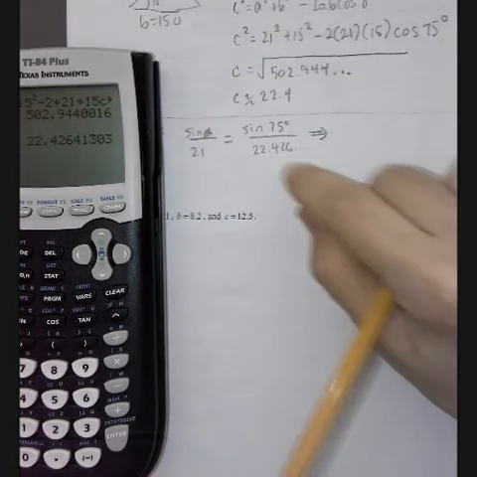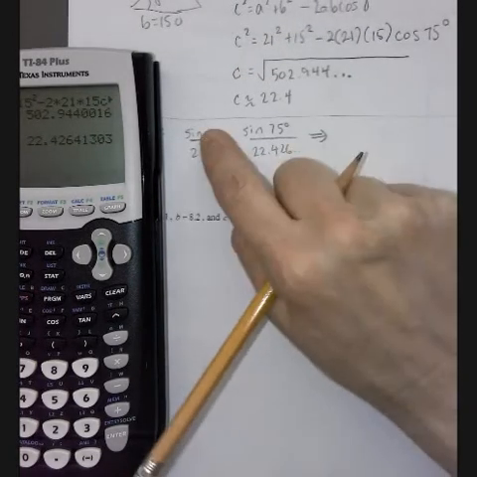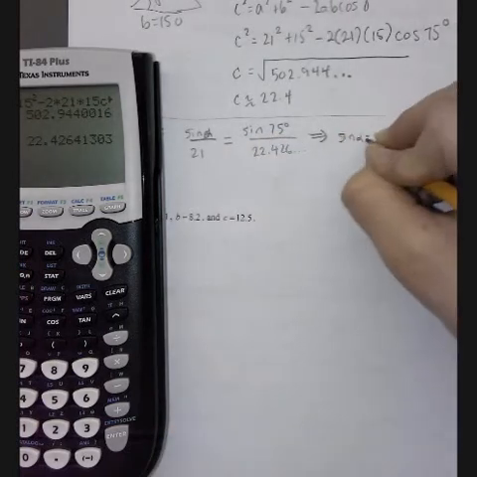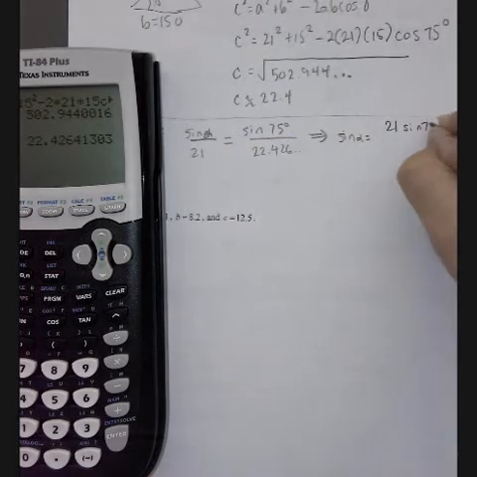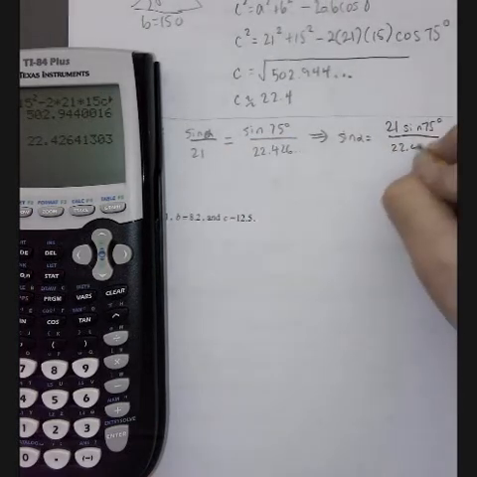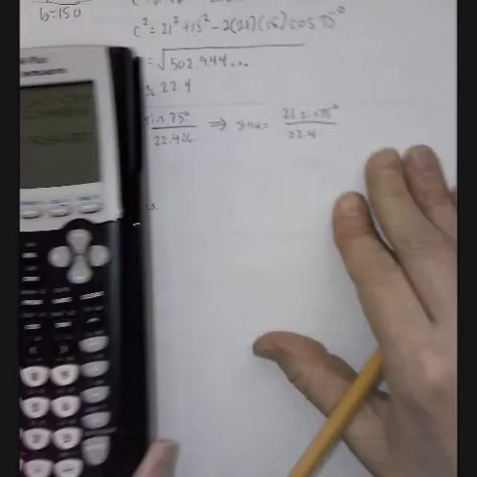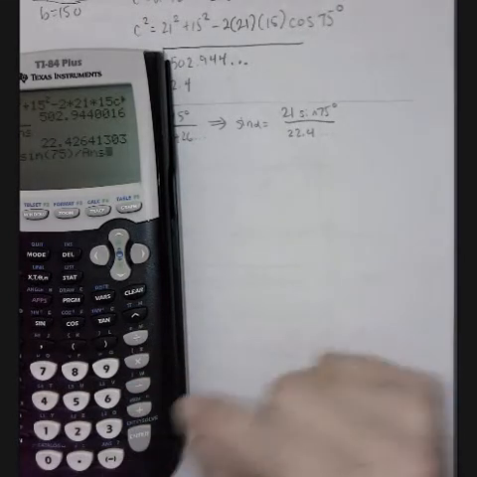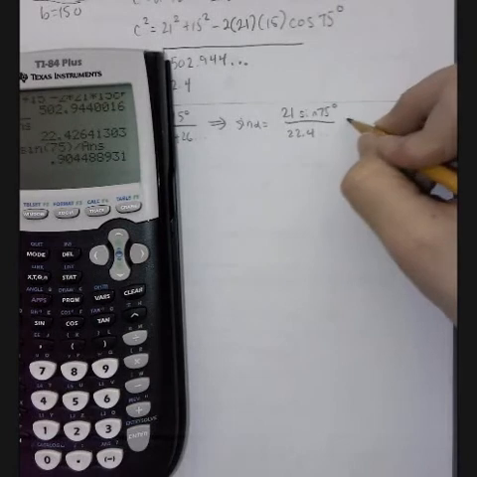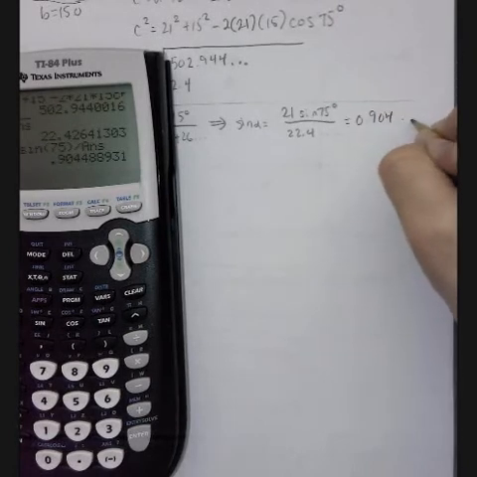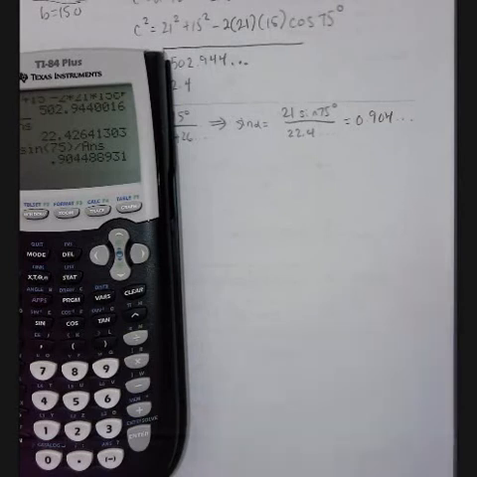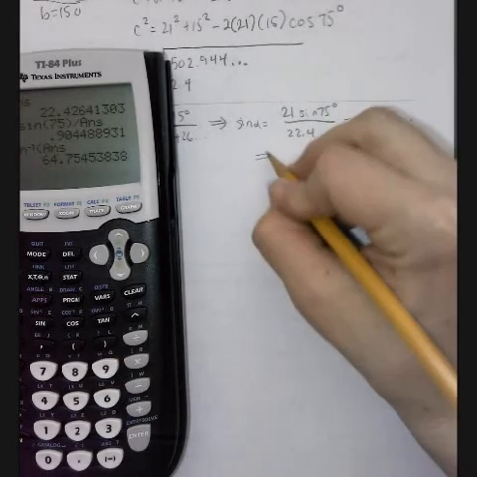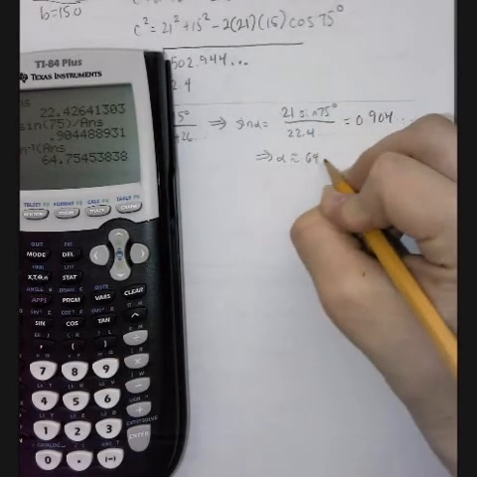Okay, so 22.4 sine alpha will equal 21 sine 75. So sine alpha will equal 21 sine 75 degrees over 22.4, right? And just put the ellipses down. So 21 sine 75 divided by, and then I can just use answer, equals 0.904. And then take the sine inverse. So alpha is approximately 64.8.